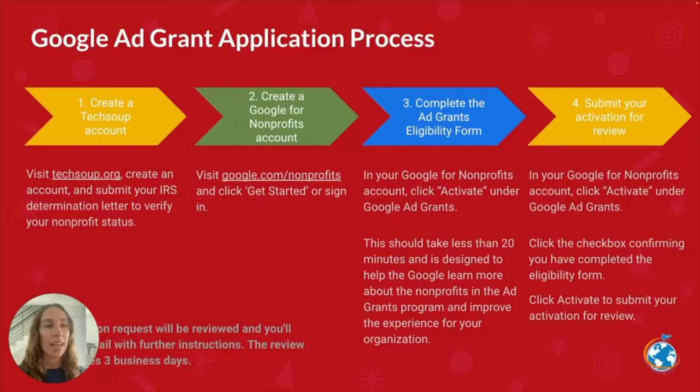It will just ask questions like, what's your marketing budget? Or are there certain times of year that you focus on marketing initiatives versus others? So again, you're really just giving more information about your nonprofit. After you complete the eligibility form, you go back into Google for Nonprofits and then submit your activation for review. And then you should hear back within 3 business days. So again, really the trickiest part is getting access to all of the platforms, but from there, it's a very easy process. If you are starting from the beginning, I do recommend that you use an email that is maybe a little bit more general, like an info@communityboost.org email.